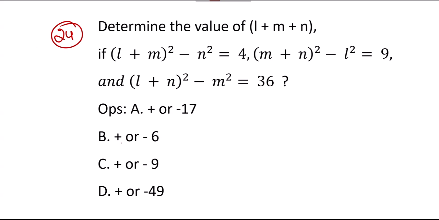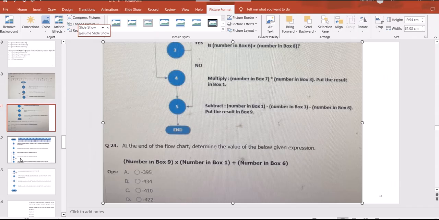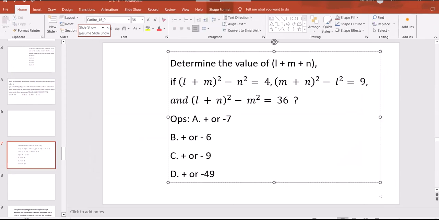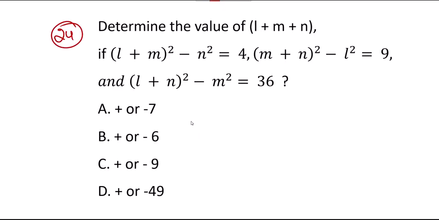Answer is plus or minus 7. It's not 17. Plus or minus 7 is the correct answer. Option A, plus or minus 7.